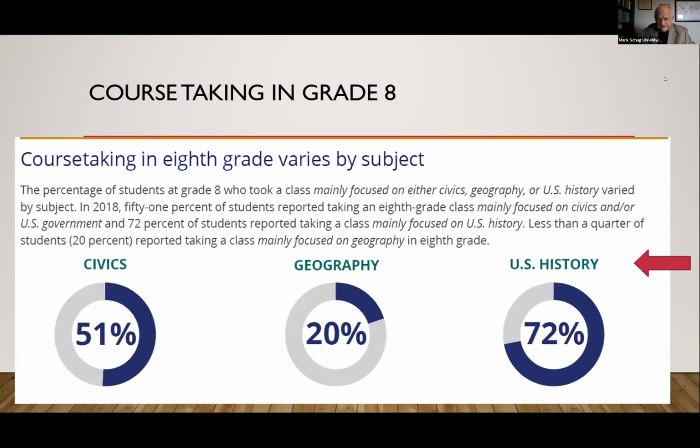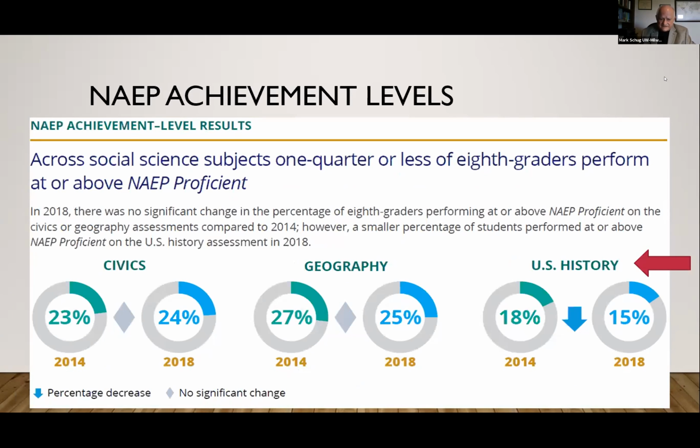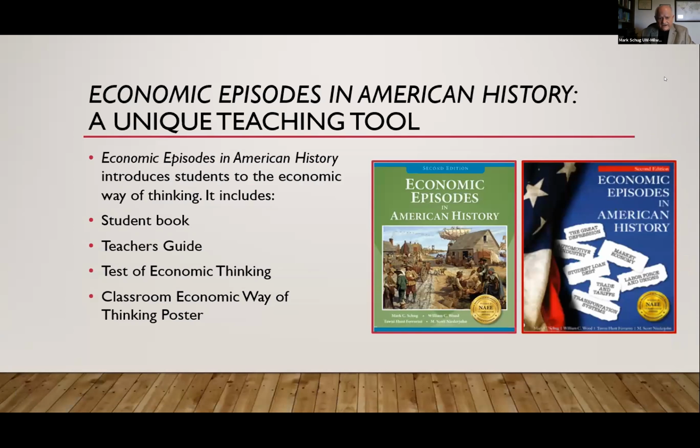That's 72% of 8th graders who take a U.S. history course, and we're still not seeing... You know, there could be some other issues going on with why we're not seeing good national results. But it is pretty weak. I mean, we're not doing well. Civics and geography are not doing great either, but they're doing better than U.S. history.